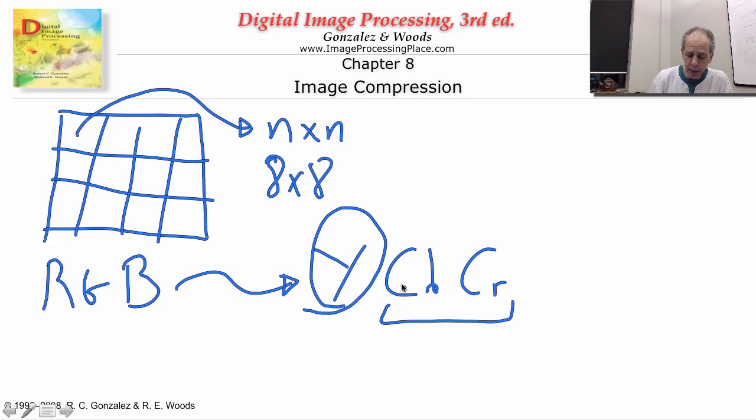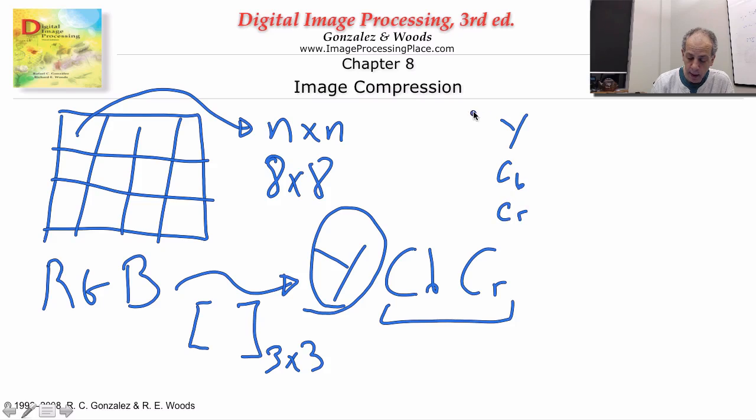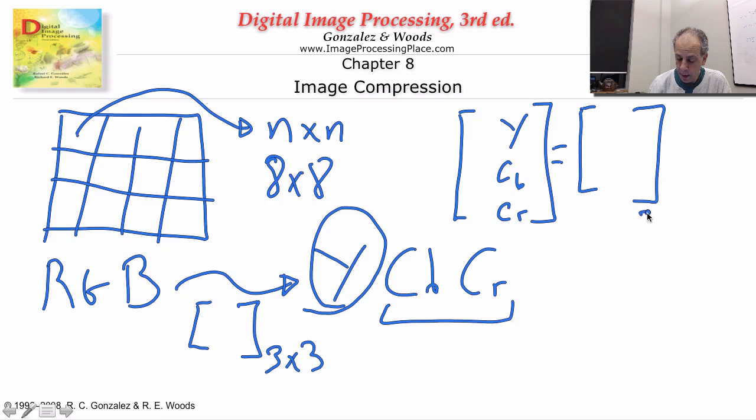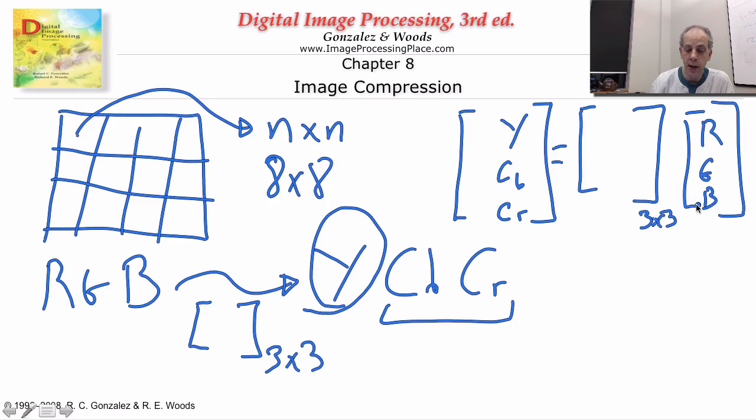Okay? And this is a very simple transform. This is actually done by a 3 by 3 matrix. So you are going to have your Y, Cb, Cr as a column. You have a 3 by 3 matrix here, and you have your RGB values. So the Y is a linear combination of the RGB, the Cb is a linear combination, and the Cr another. And this matrix is invertible. So once you decode the YCbCr, you multiply by the inverse of this matrix and you get back the RGB.